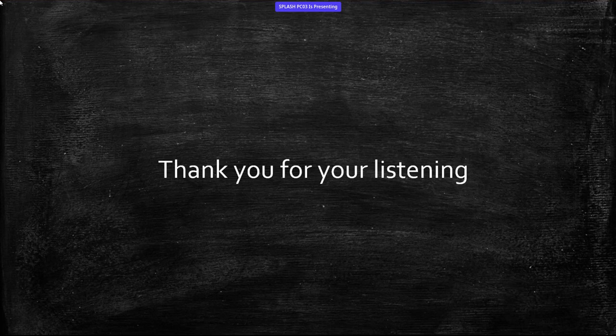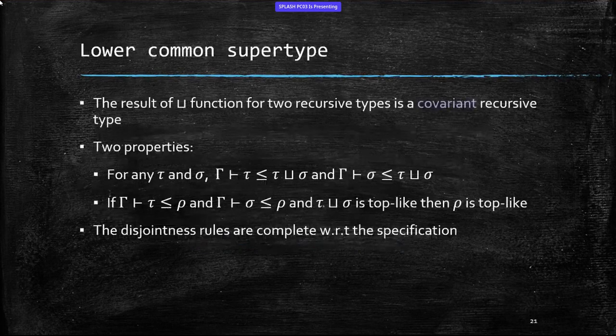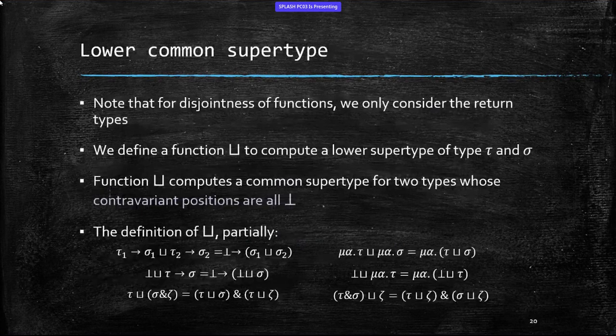I don't understand your notation. Can you go back to the slide which defines this operation? Yes, I think you have the assumption, right? Whose contravariant positions are all positive. Yes. I don't know if it's correct or not. I guess this is because you are not defining the duality of this operation.